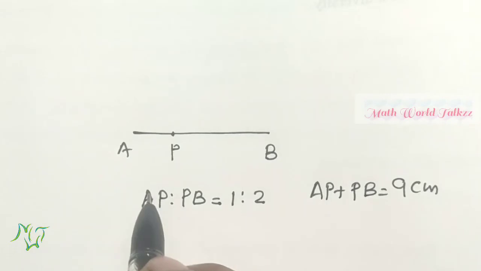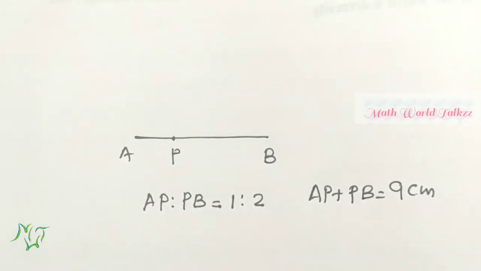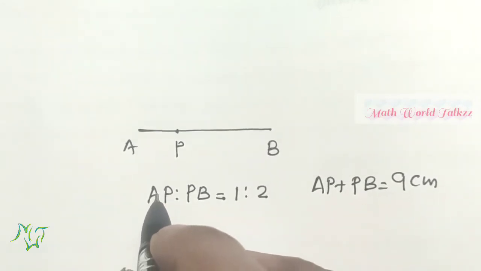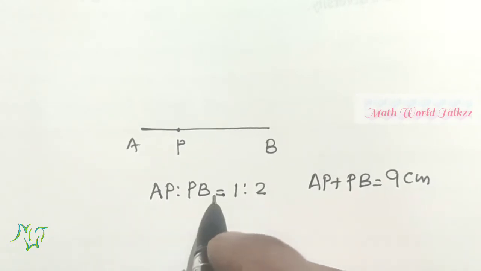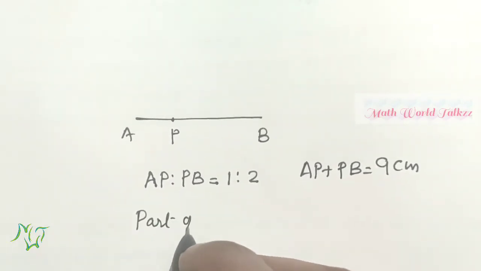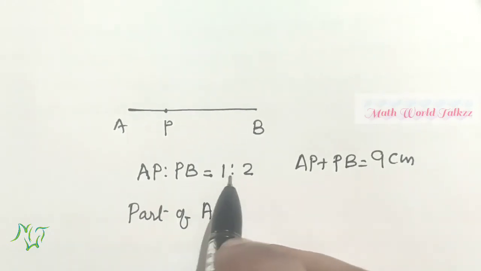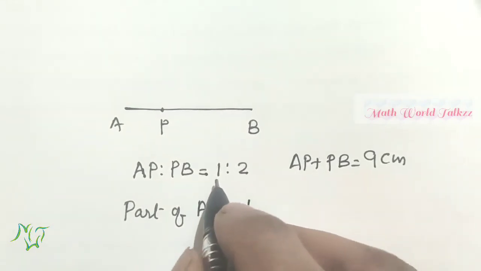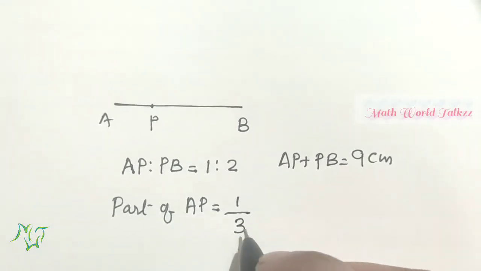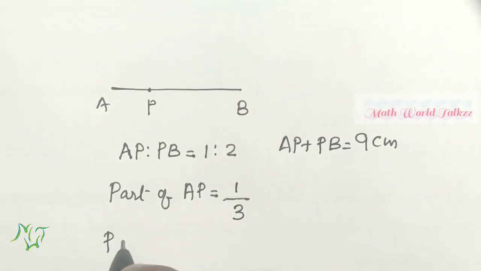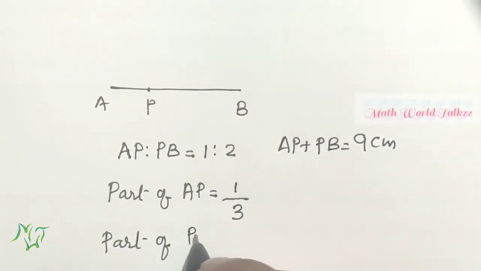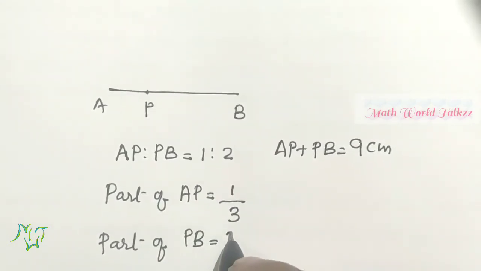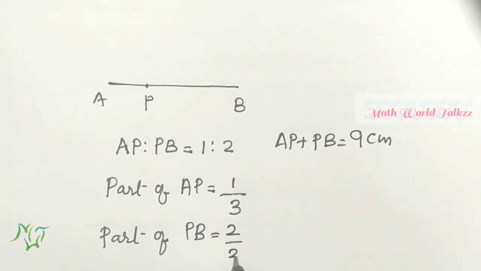Okay. So can we find out each of AP and PB? Yes. First, what do we want to do? We can write the part of AP and PB. So what is the part of AP? Then the corresponding number is 1 by, we want to add these two numbers. 1 plus 2 is 3. Then the part of PB. What is the part of PB? Here it is 2. So 2 by 1 plus 2, that is 3.